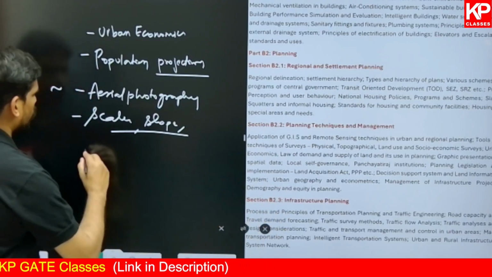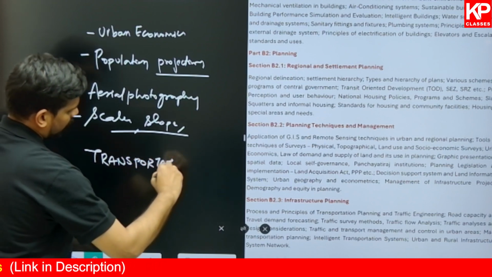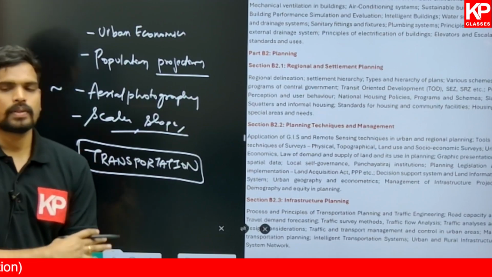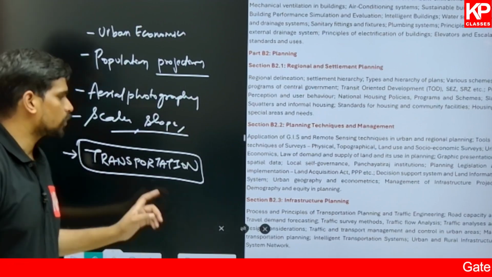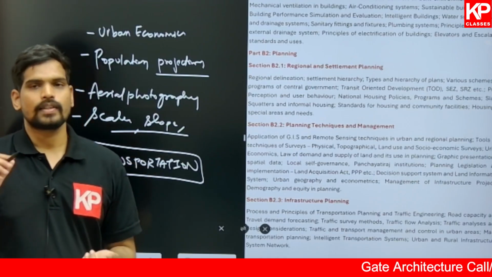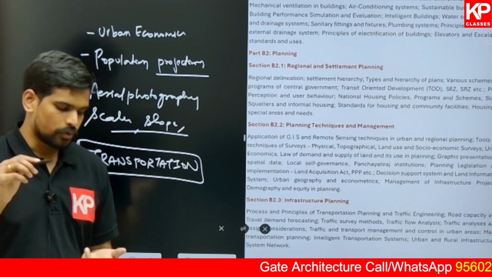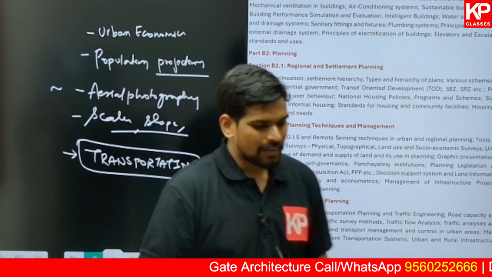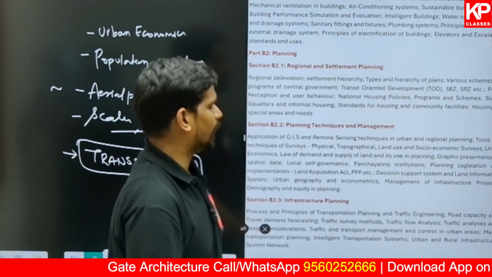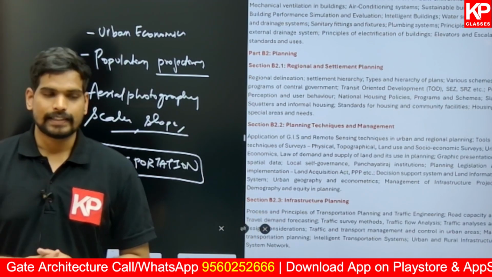Infrastructure planning focused around transportation, I would say, is the most important area of numericals in the planning part. In the 2025 paper, all the two-marks numericals of the planning part were asked from the subject of transportation itself. In transportation, there are numericals related to sight distance, conflict points and intersections, and the calculation of space mean speed, and so on. That includes transport surveys and other aspects related to transportation. That's an important area of numericals in the GATE examination.